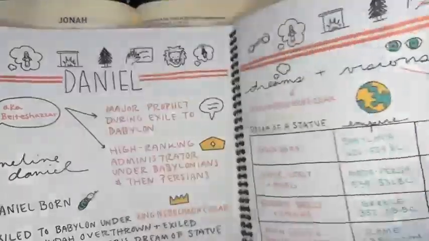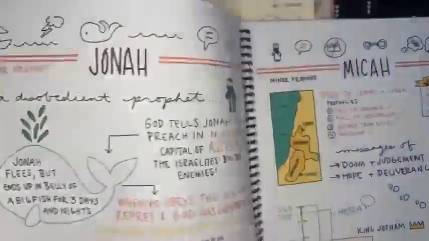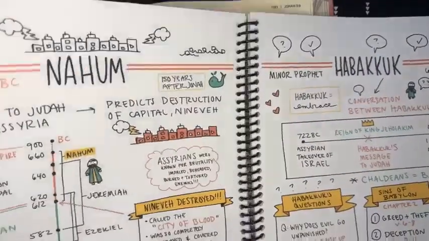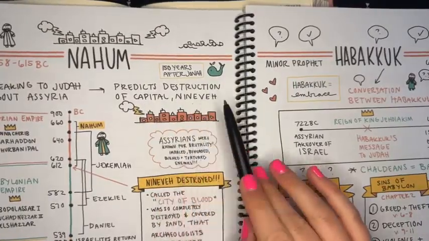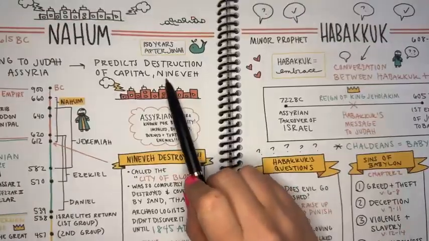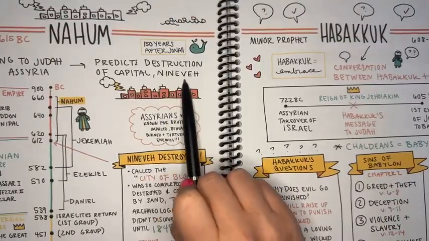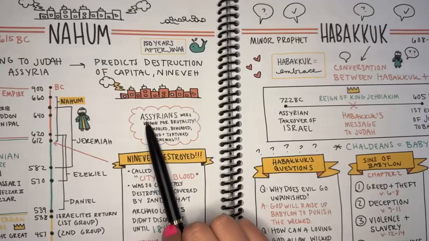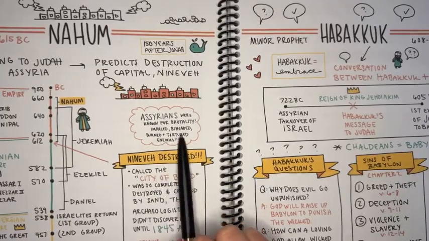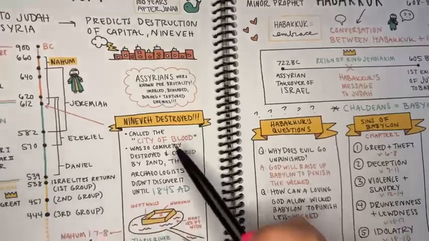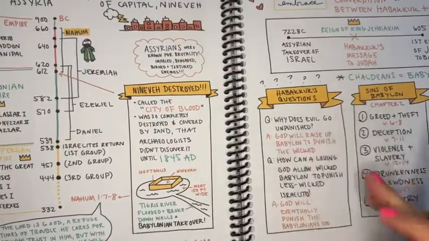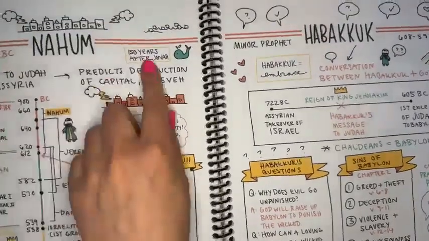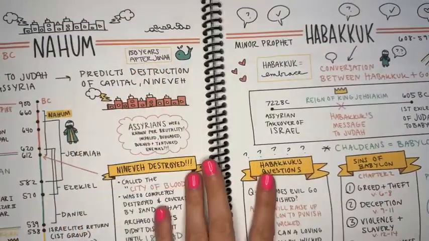And then I know that I've got a little map, yes, Nahum is also a book that predicts the destruction of the capital of Nineveh. Assyrians were known for their brutality. They impaled, beheaded, burned, and tortured their enemies. Nahum talks about when Nineveh was eventually destroyed, but this was 150 years after Jonah. So I've even got that reference in there for you.